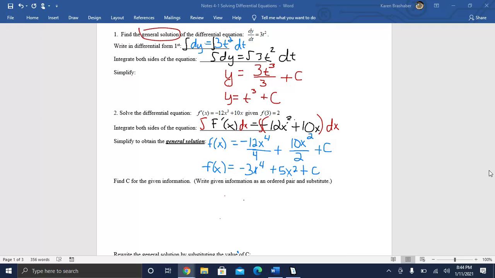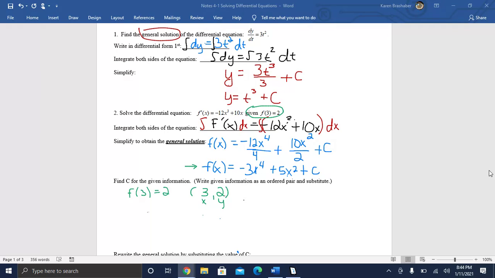So we were given that f of 3 is equal to 2. So think of that as the ordered pair 3, 2. So you have an x and a y value. And you can substitute that into your general solution.